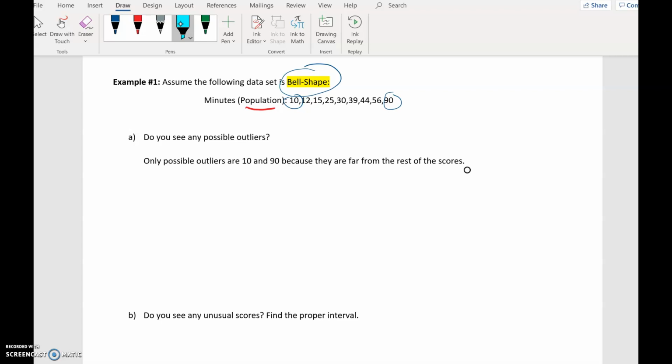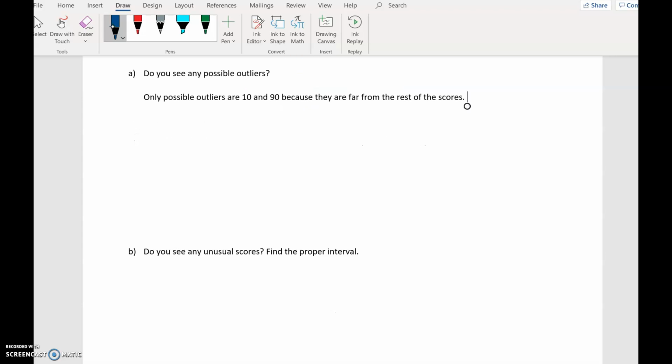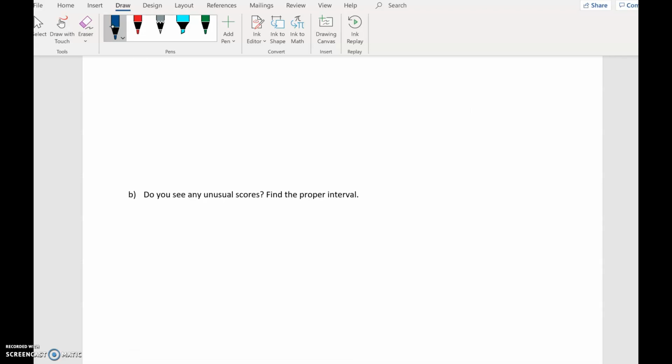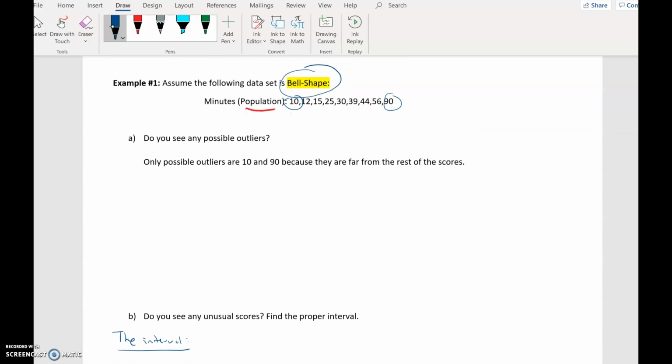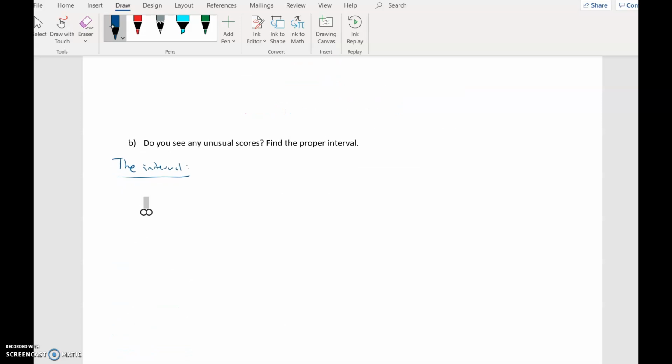Now, for the next question, we're gathering evidence for the possible outliers, and they're asking us, do we see any unusual scores? They want us to find the proper interval. In this case, the actual interval is going to be calculated as follows. We're treating this as a population, so the interval is going to be mu plus or minus 2 sigma.